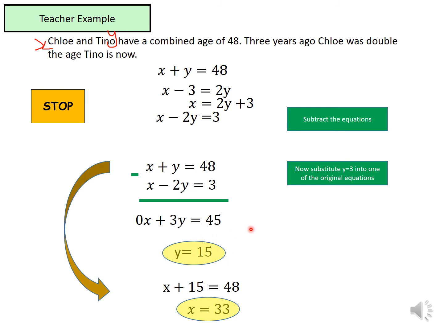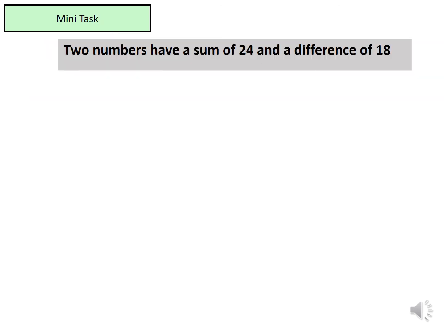But be careful, that word now is a very, very important keyword. If that now wasn't there, we would have done minus 3 from Tino's age, so it would be 2 bracket y minus 3. That's actually one of the questions at the end of the lesson, so look out for that. Okay, example: two numbers have a sum of 24 and a difference of 18. That's for you to try. Pause the video, have a go, and then we go through the answers together.